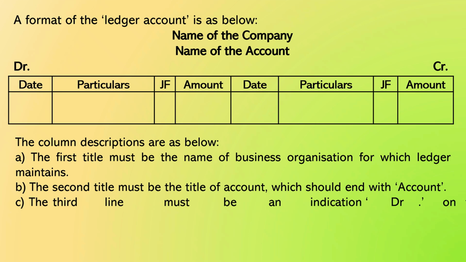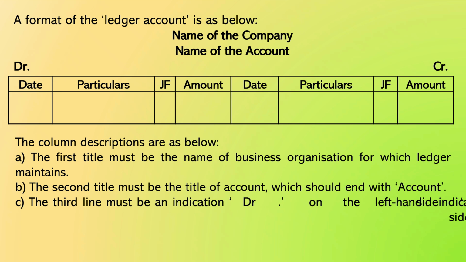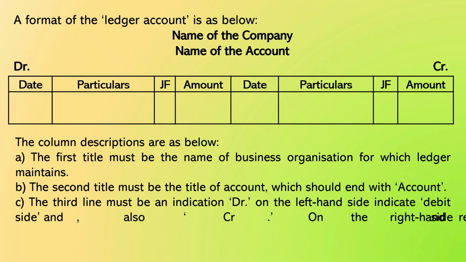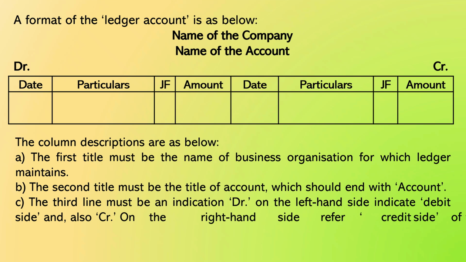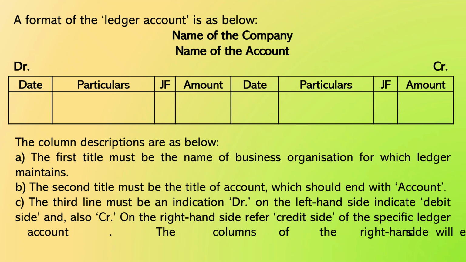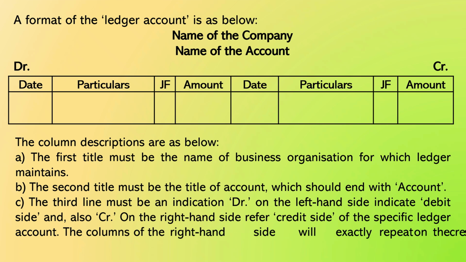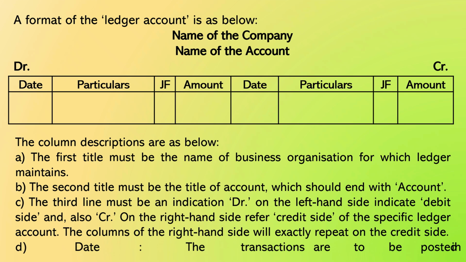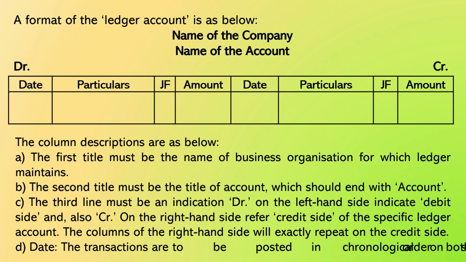On the left-hand side indicate debit side and also CR on the right-hand side refer credit side of the specific ledger account. The columns of the right-hand side will exactly repeat on the credit side. D. Date. The transactions are to be posted in chronological order on both sides.